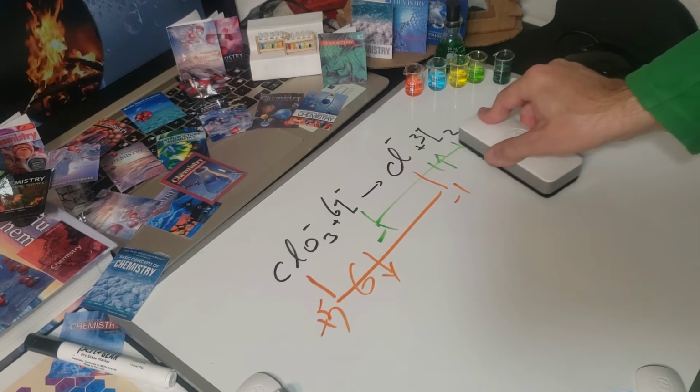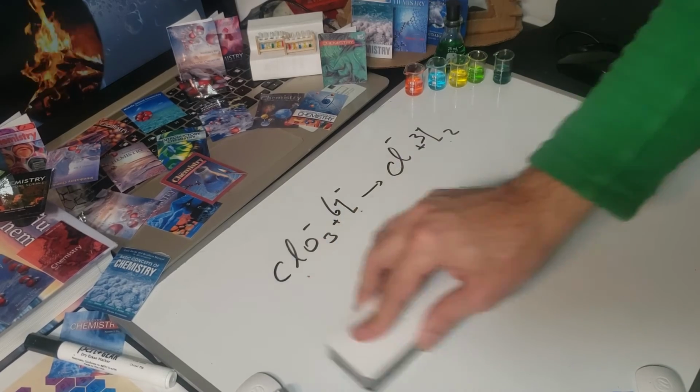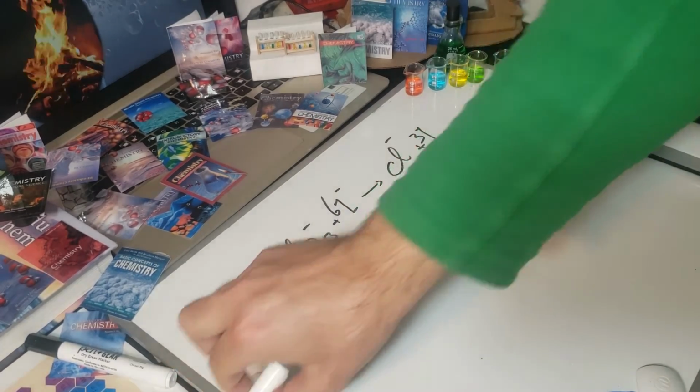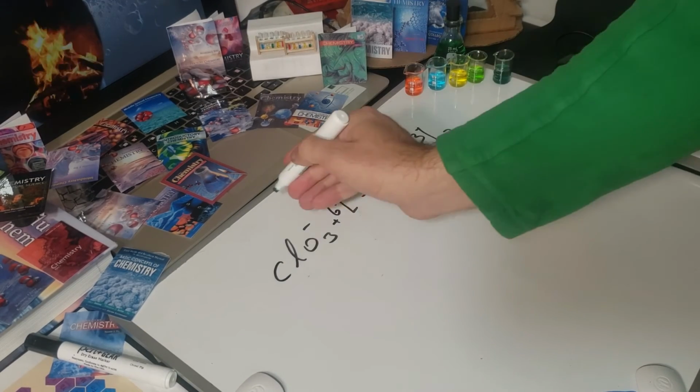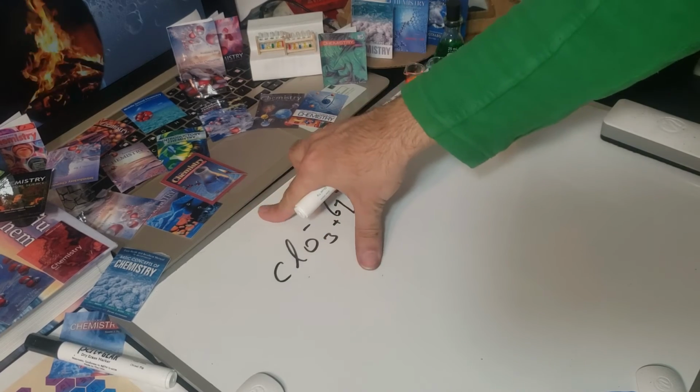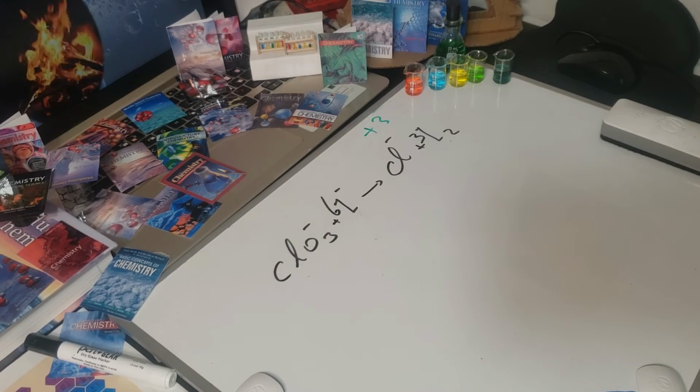Okay, let's go on. I don't have any hydrogens involved, so I go on and count my oxygens. I have 3 oxygens here and none here, so I have to add 3 to this part. Okay, that's how I do it.